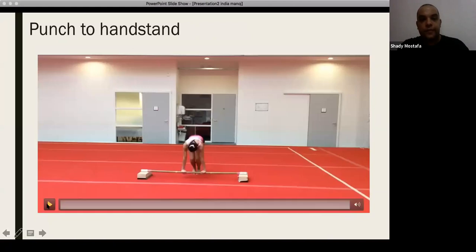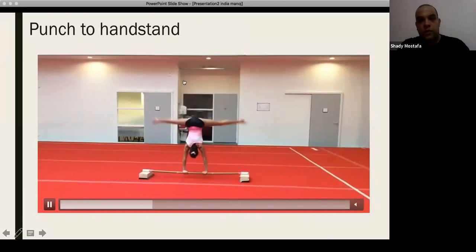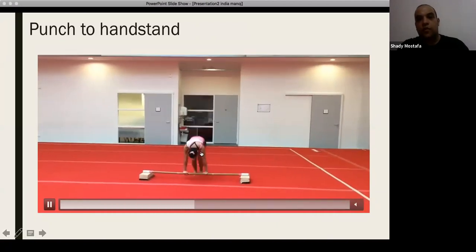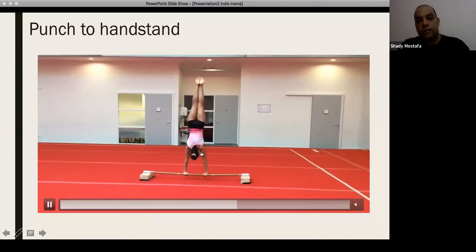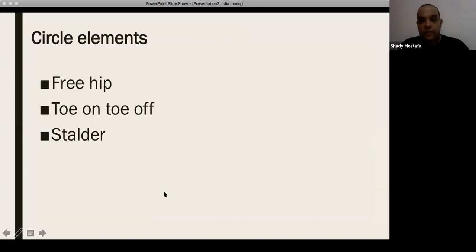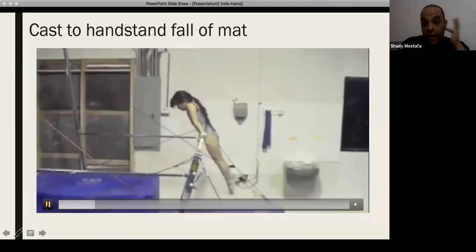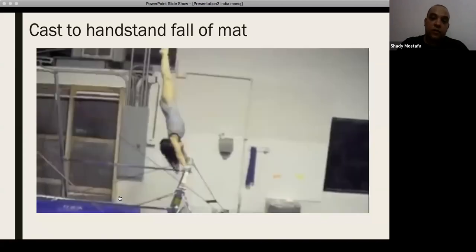If you look here, and if you pay attention, shoulders go a little bit forward. Okay? Now cast a handstand to fall on the mat. That's also, as I said before, to make the gymnast feel that nothing is going to happen if she falls forward, and make her feel comfortable. Okay?